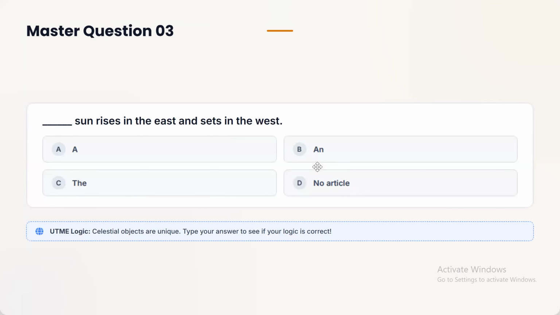Okay, the next one. Dash sun rises in the east and sets in the west. So we are moving to more tricky questions.